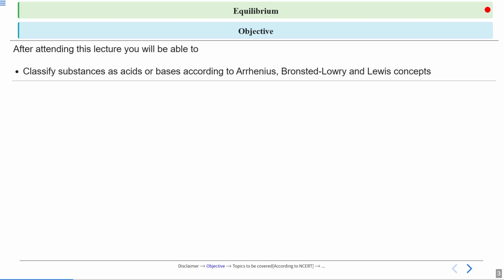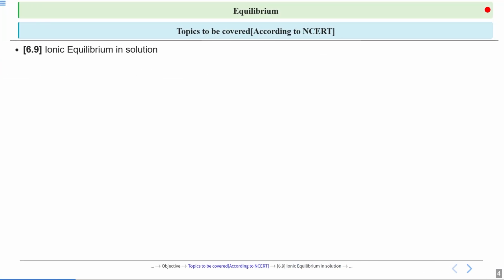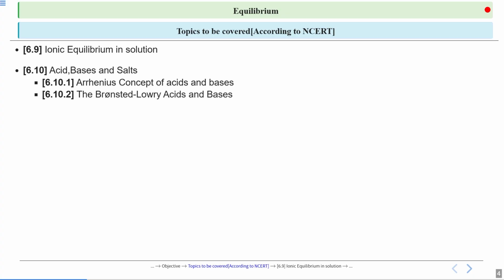I will look onto Lewis concept. We'll look onto each of them one by one and see how we can compare. At the same time, we'll compare also the acids and bases based on these concepts. If I talk about the specific sections of the NCERT, then first we will cover the section 6.9 ionic equilibrium in solution, in which we will next see acid, base and salts. After that, in acid, base and salts, we will see the Arrhenius concept of acid and bases, then the Bronsted-Lowry acids and bases, and the third one, the Lewis acid and bases.